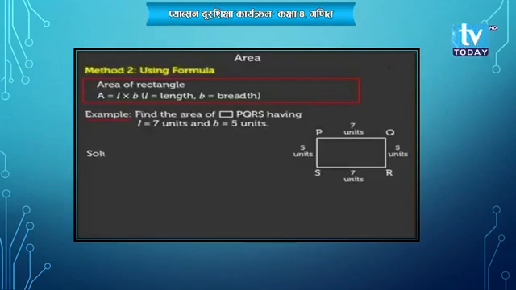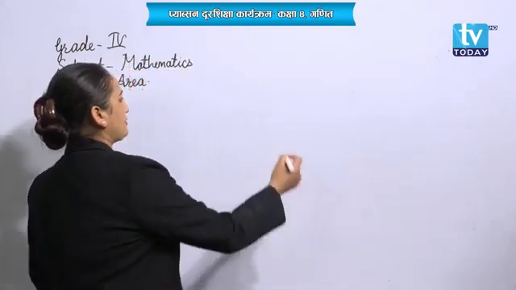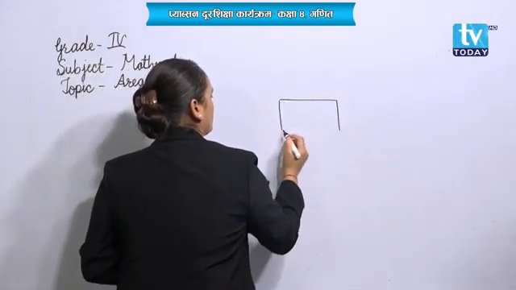That is the area of a rectangle. Have you seen? What is there? Area of rectangle A equals L into B, right? L denotes the length, B denotes the breadth, right students? So here, find the area of rectangle PQRS having length equal to 7 units and breadth equal to 5 units. So have you looked?